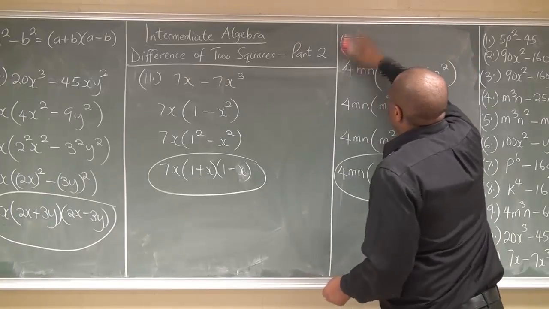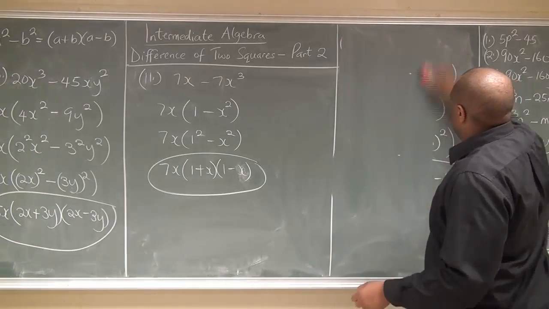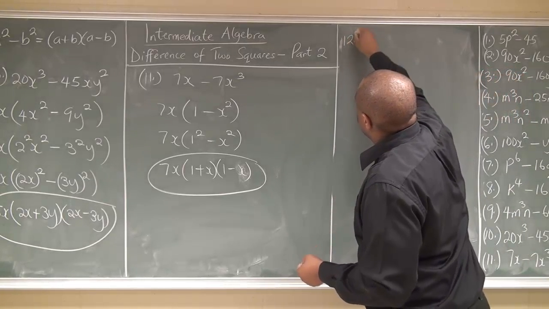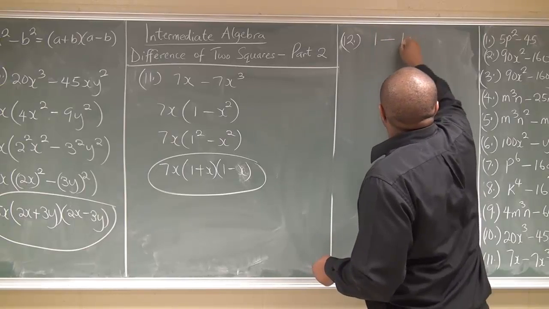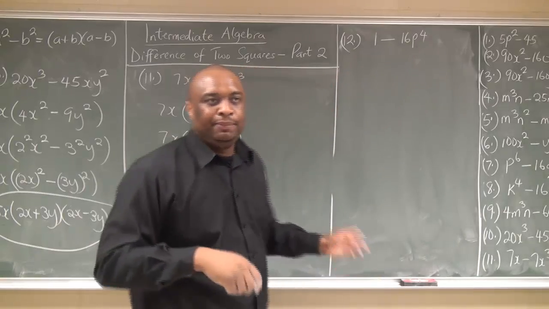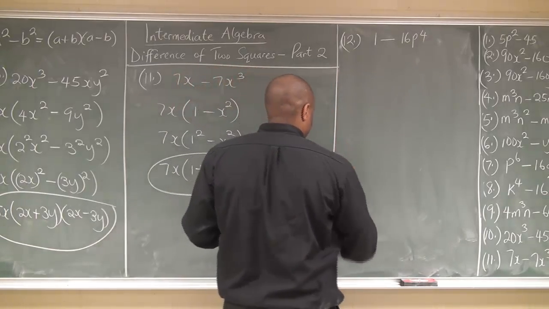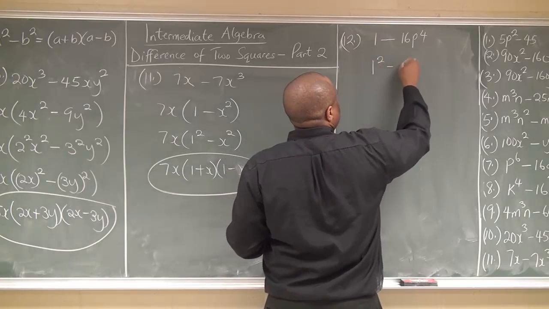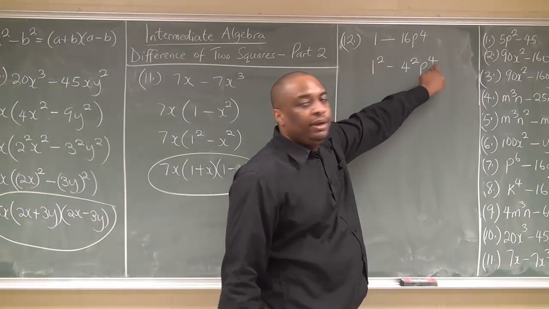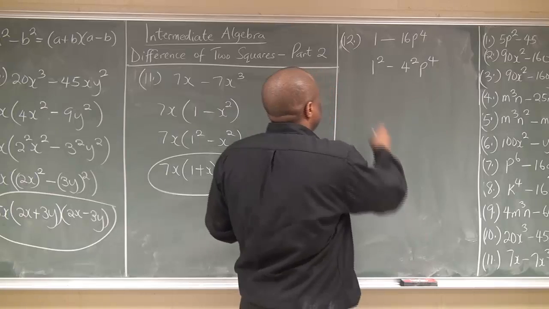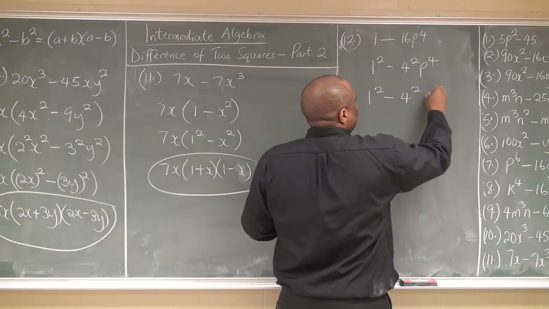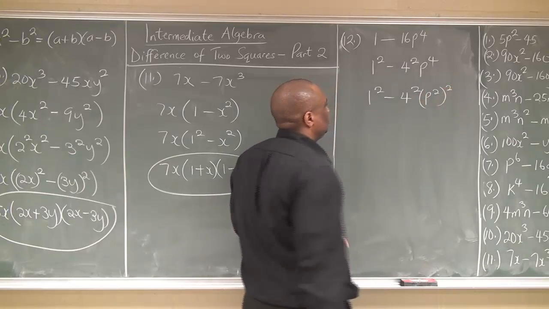Question 12. 1 minus 16p^4. How would you factor this? Okay, 1 is 1 squared, and 16 is 4 squared, and then p^4. We've got a problem here, p raised to power 4. So this will be 1 squared minus 4 squared p^4. How do we do this p^4? This is p squared all squared.